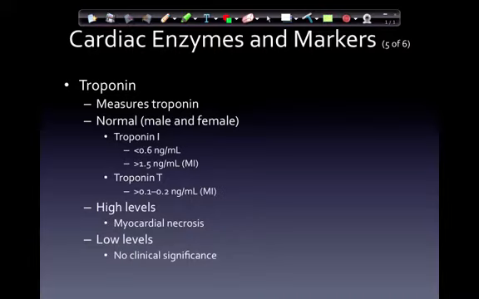So at the point that we have an infarct and are spreading that cellular material, we should be able to see that in the blood sampling. Troponin T greater than 0.1 to 0.2 would be suggestive of an MI. High levels say that you have myocardial necrosis. Low levels have no clinical significance.